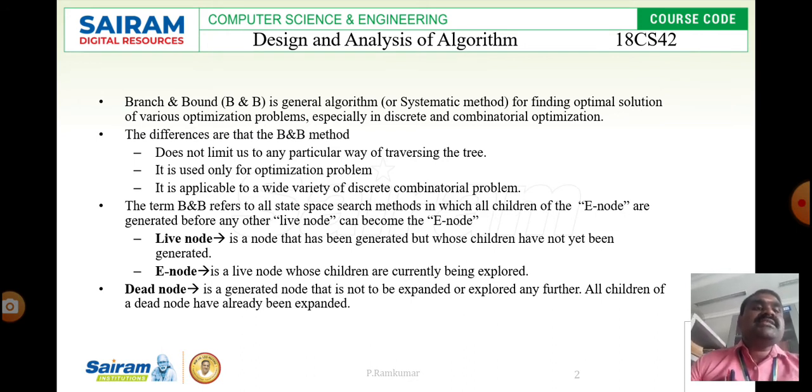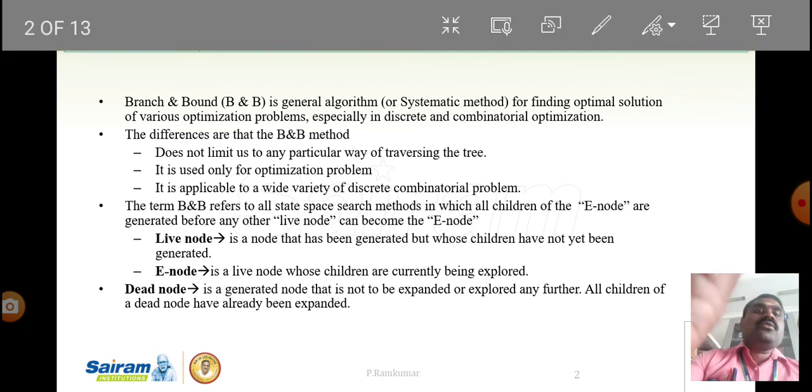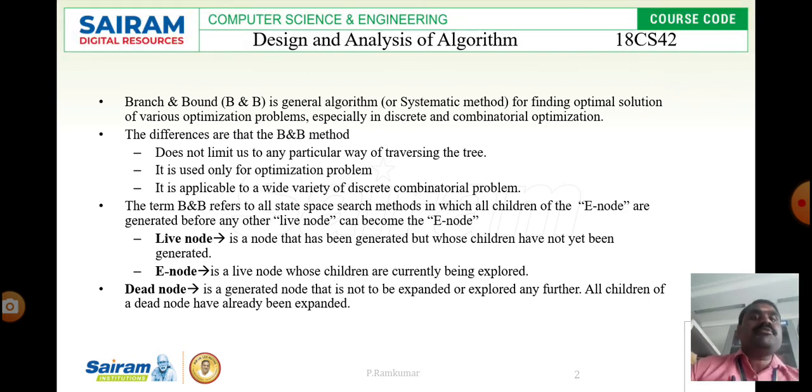An E node, that is an extended node, is a live node that will explore its children. So when we create an E node, after its creation it may have some child nodes. The last one is the dead node. A dead node doesn't have any child node. So this is the concept of branch and bound.